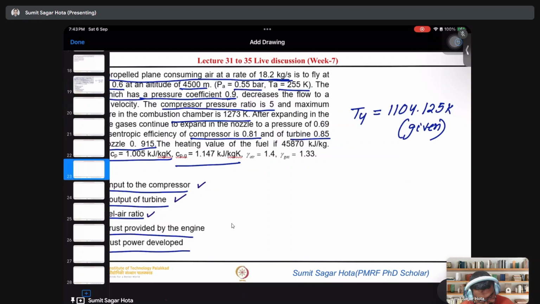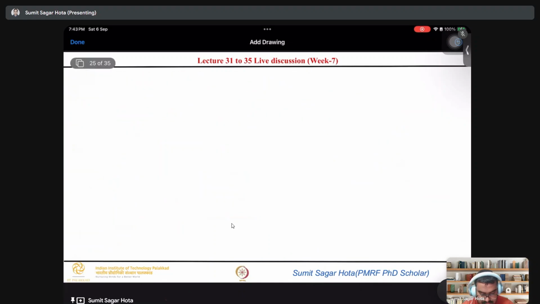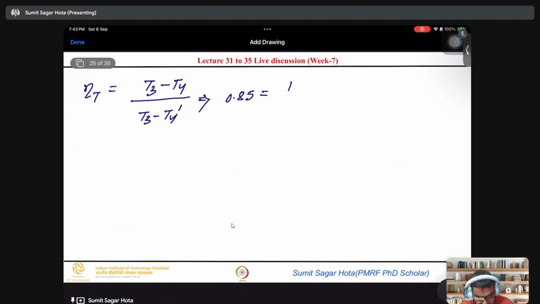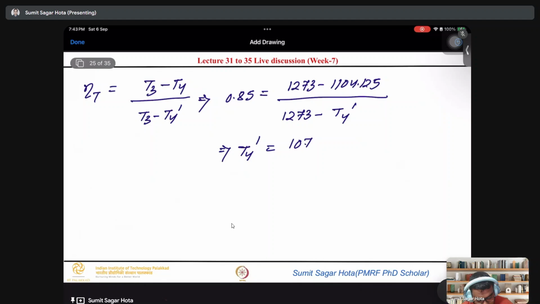Let's calculate other quantities. Let's consider the turbine efficiency, which is (T3 minus T4) divided by (T3 minus T4 dash), which is 0.85, equal to (1273 minus 1104.125) divided by (1273 minus T4 dash). So T4 dash will be 1074.32 Kelvin.